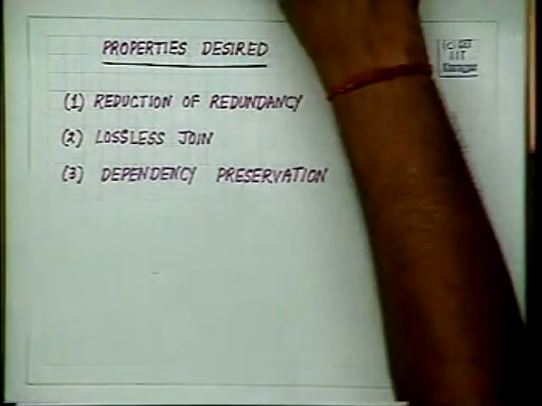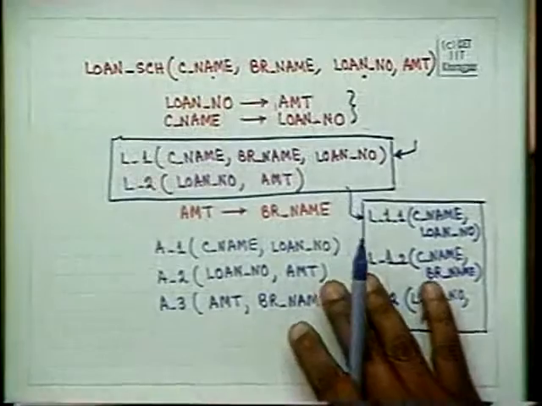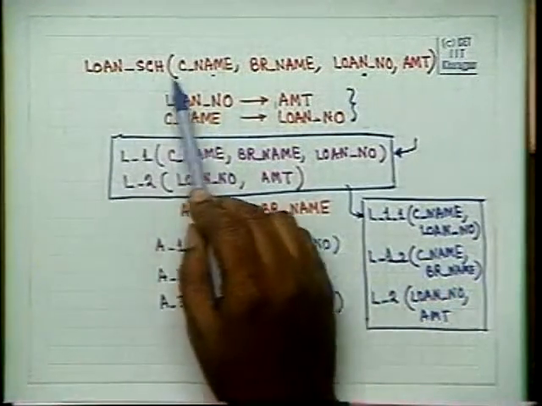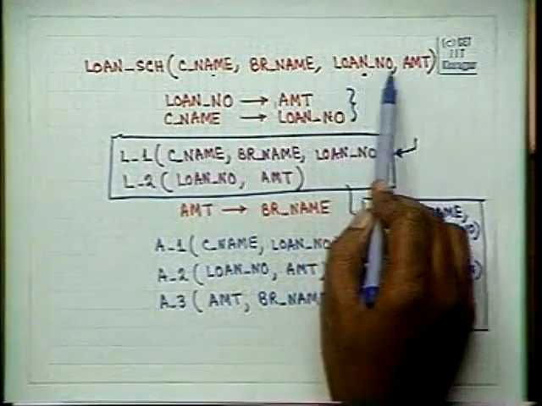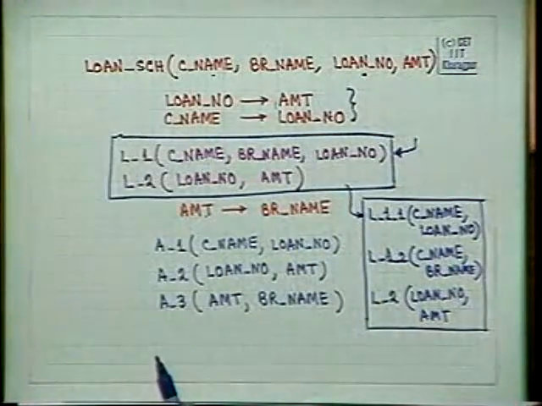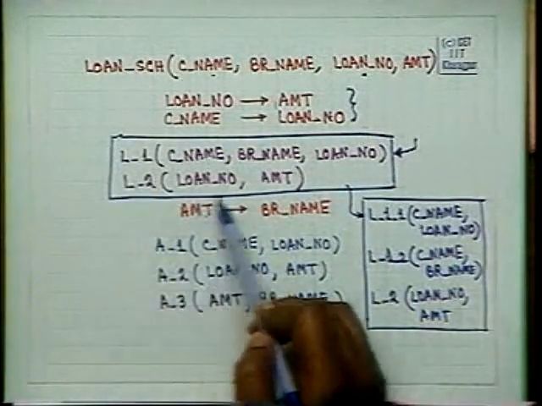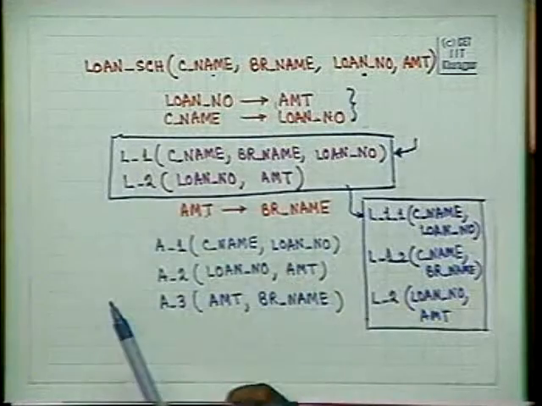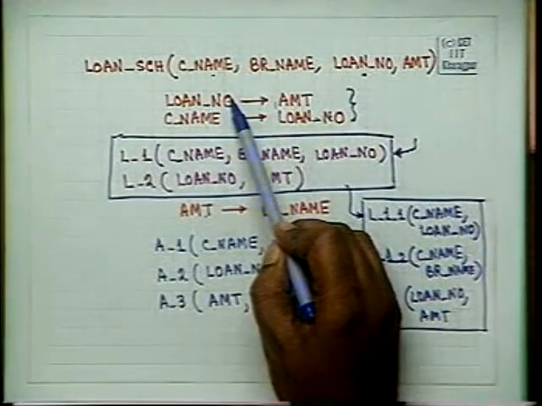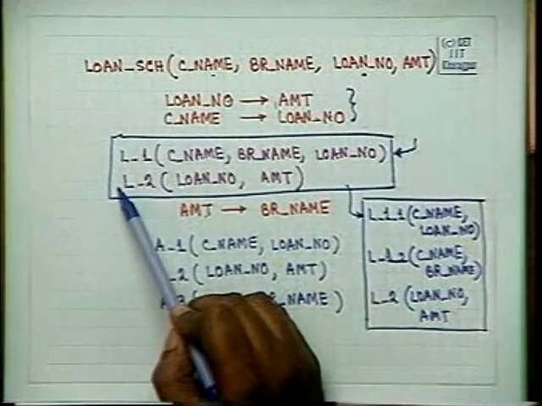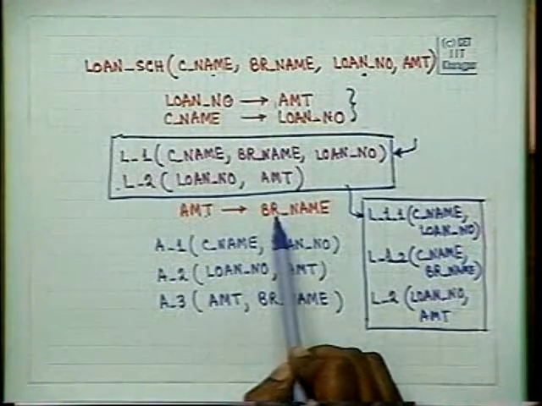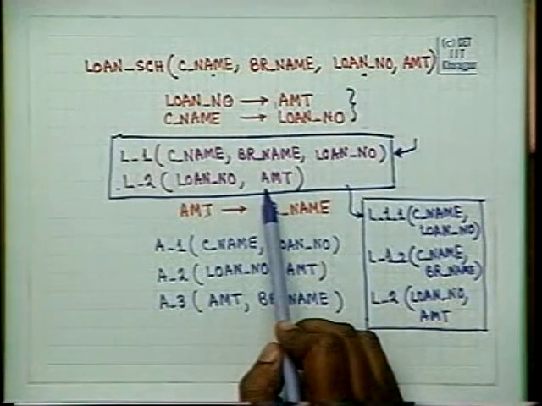Let us come back to what is dependency preservation. Let us look at this one. We have got a loan scheme with customer name, branch name, loan number and amount, and we have got functional dependencies 1, 2 and 3. If we decompose it into these two relations, then this dependency can be checked from L2, this one can be checked from L1, whereas the third one, to check it you have to take the natural join and then check it.